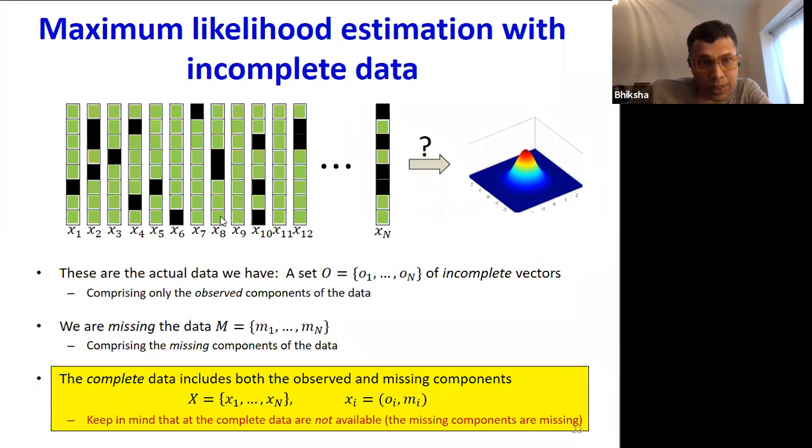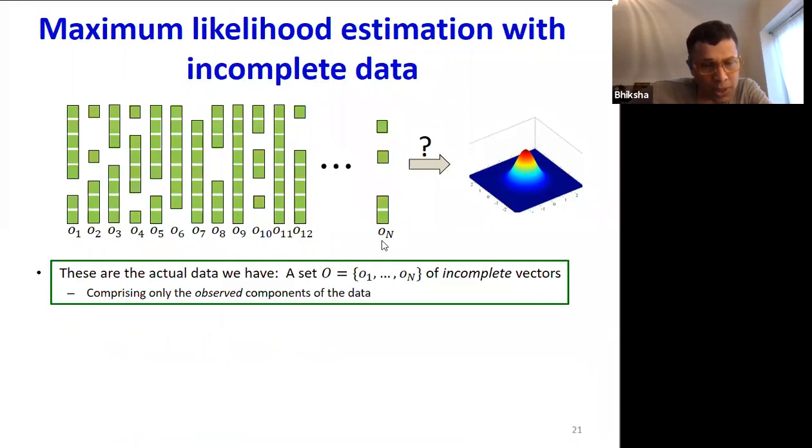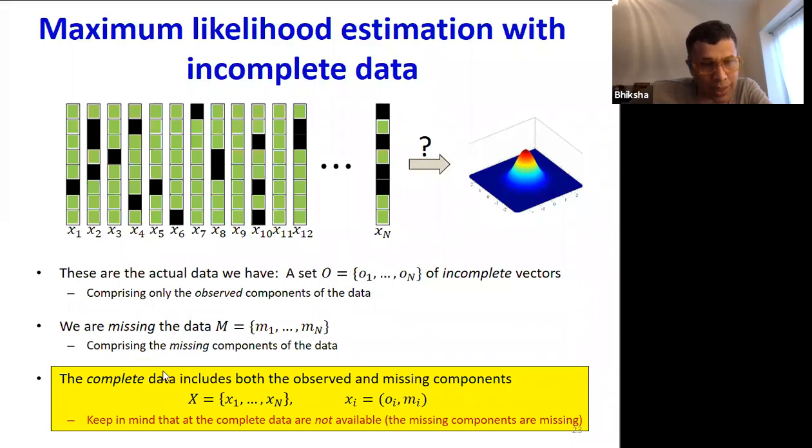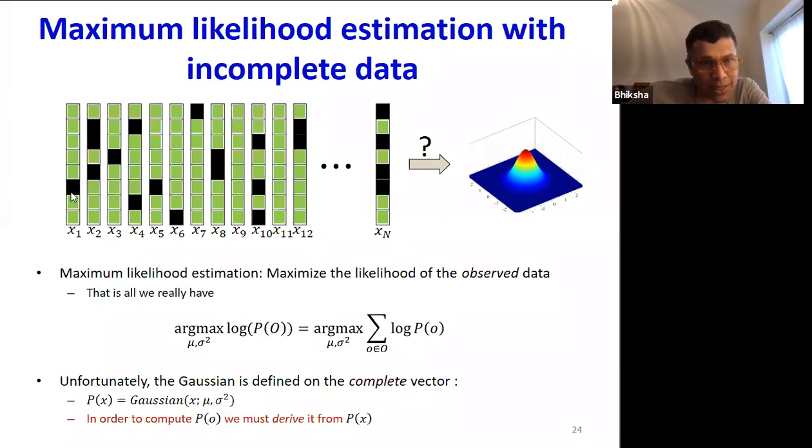So here is what we have. The green set, these are our incomplete vectors. I'm calling them O's. The missing components I'm calling M's. And the complete vector for any particular vector is going to be the combination of the observed components O and the missing components M. Again, the complete data are not available. All you have are these observed components. And you must estimate the parameters of the distribution.